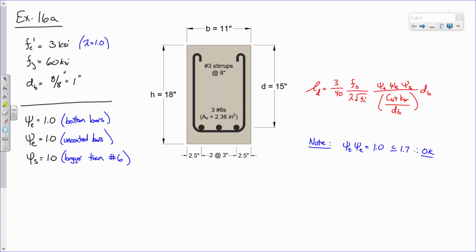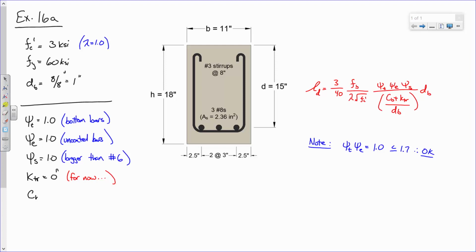Okay. Now, for now, we're going to take K_tr to be 0. We're going to compute that later. So K_tr equals 0, and I'm going to say for now. Okay. Oh, one other thing. K_tr, the units are actually in inches. Like it's a length measurement.